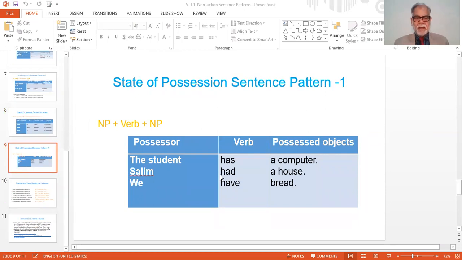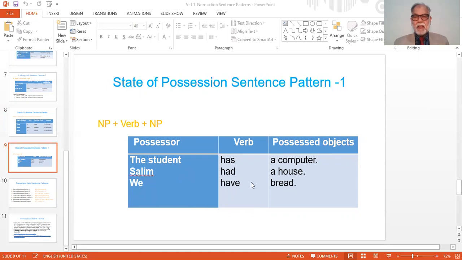Next one, state of possession sentence. Noun phrase, then verb, and then noun phrase. First one is possessor, second verb, third possessed object or objects. The student has a computer. The student is possessor or subject, has is verb, a computer is possessed object. Salim had a house. Salim is subject, had is verb, a house is possessed object. We is subject, have is verb, and bread is possessed object.